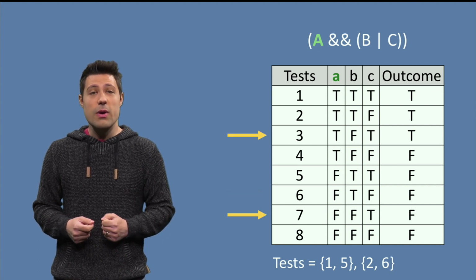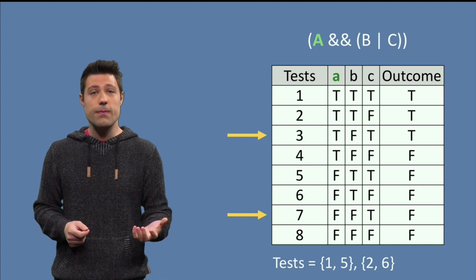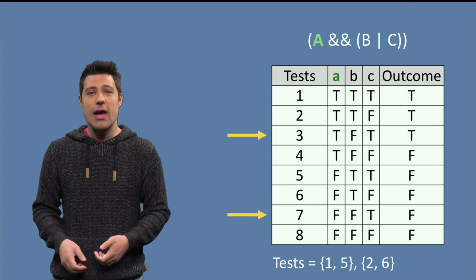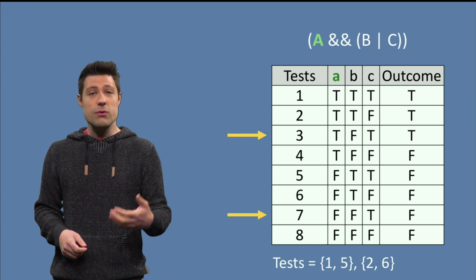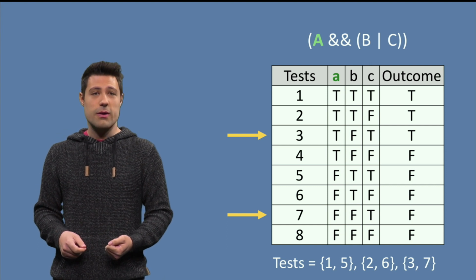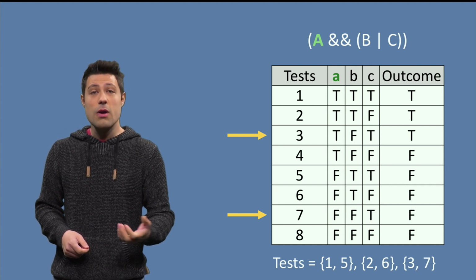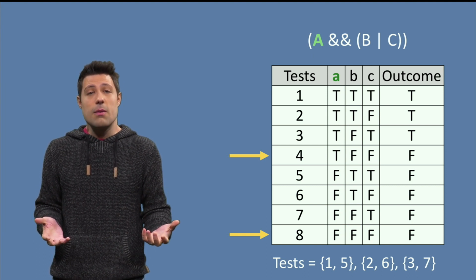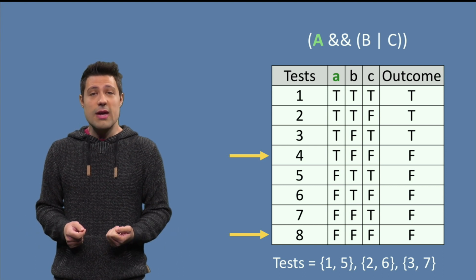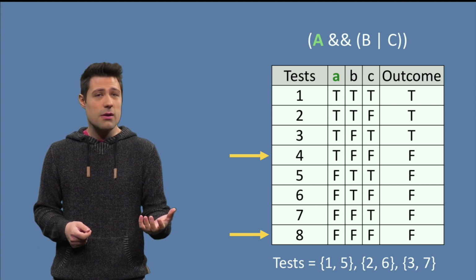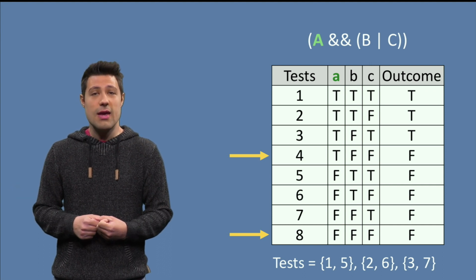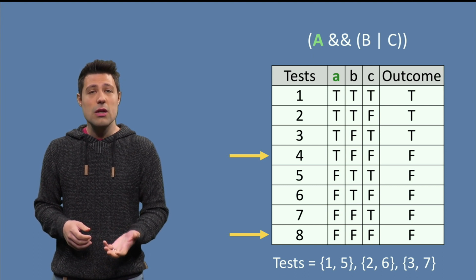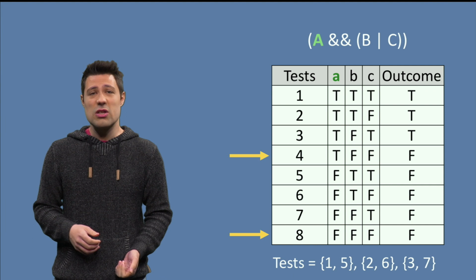Next, row 3. We have A true, B false, and C true. Its counterpart is row 7, where A is flipped, B is false, and C is true. The outcome is also different, so we keep this pair as well. Now, for row 4, its counterpart is row 8, but the outcome is the same. Both are false. So this means that A, in regards to test 4, true, false, false, and to test 8, false, false, false, does not independently affect the outcome. In other words, for A, these 2 tests are not that interesting.